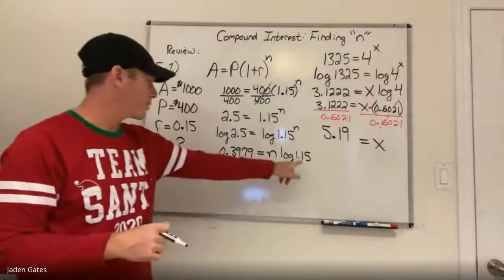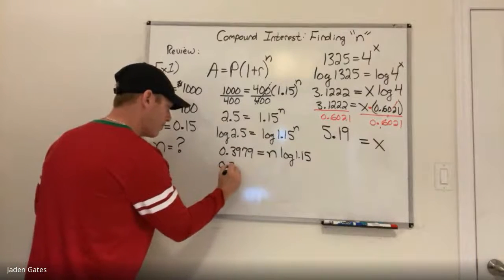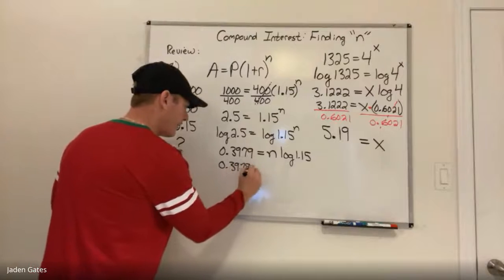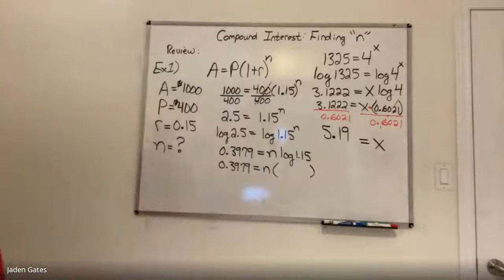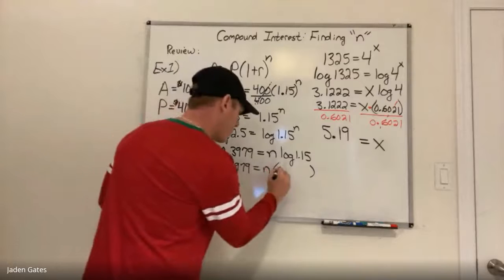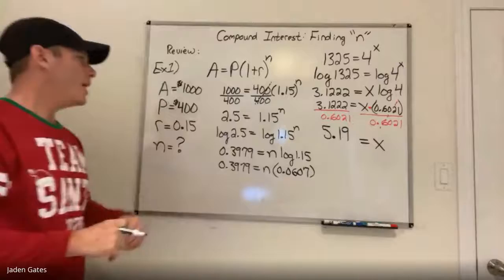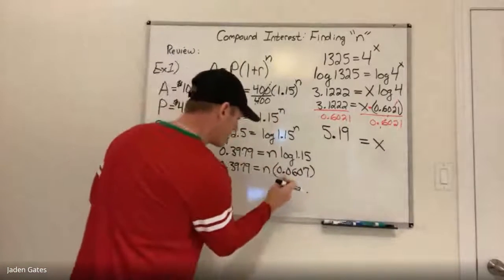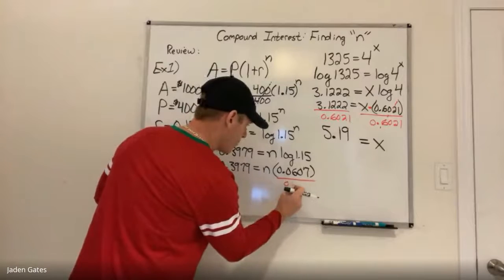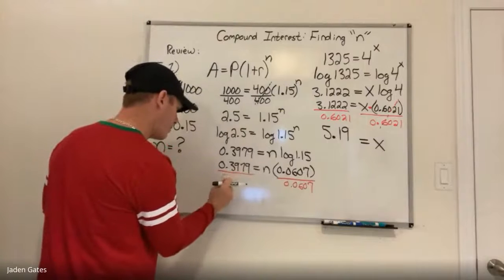Again, I'm going to simplify this, so I'm going to take the log of 1.15, which is going to be a very small number. All right, so I do that. I take the log of 1.15, and I get 0.0607. And just like I did over there in red, I'm going to have to divide by my numerical coefficient, which is that 0.0607. And I'm going to do to one side, got to do to the other.